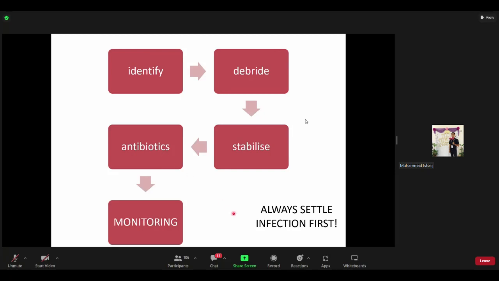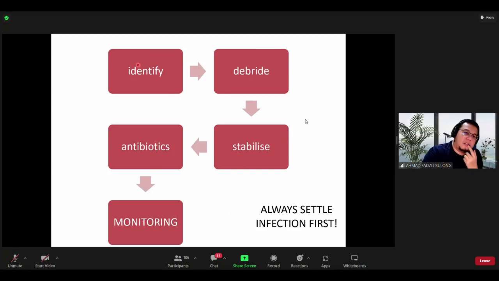Okay, so we go back. So just now the management of infection: first identification of the problem, meaning identifying that you have non-union plus infection, or septic non-union, by clinical assessment and also classifying using your scanning method. So once you have identified and confirmed that it is a septic non-union, then you do debridement. And then after debridement, you stabilize and then you put in local antibiotics and also systemic antibiotics. So once that's done, the next step will be monitoring. After you monitor, then you do your union.